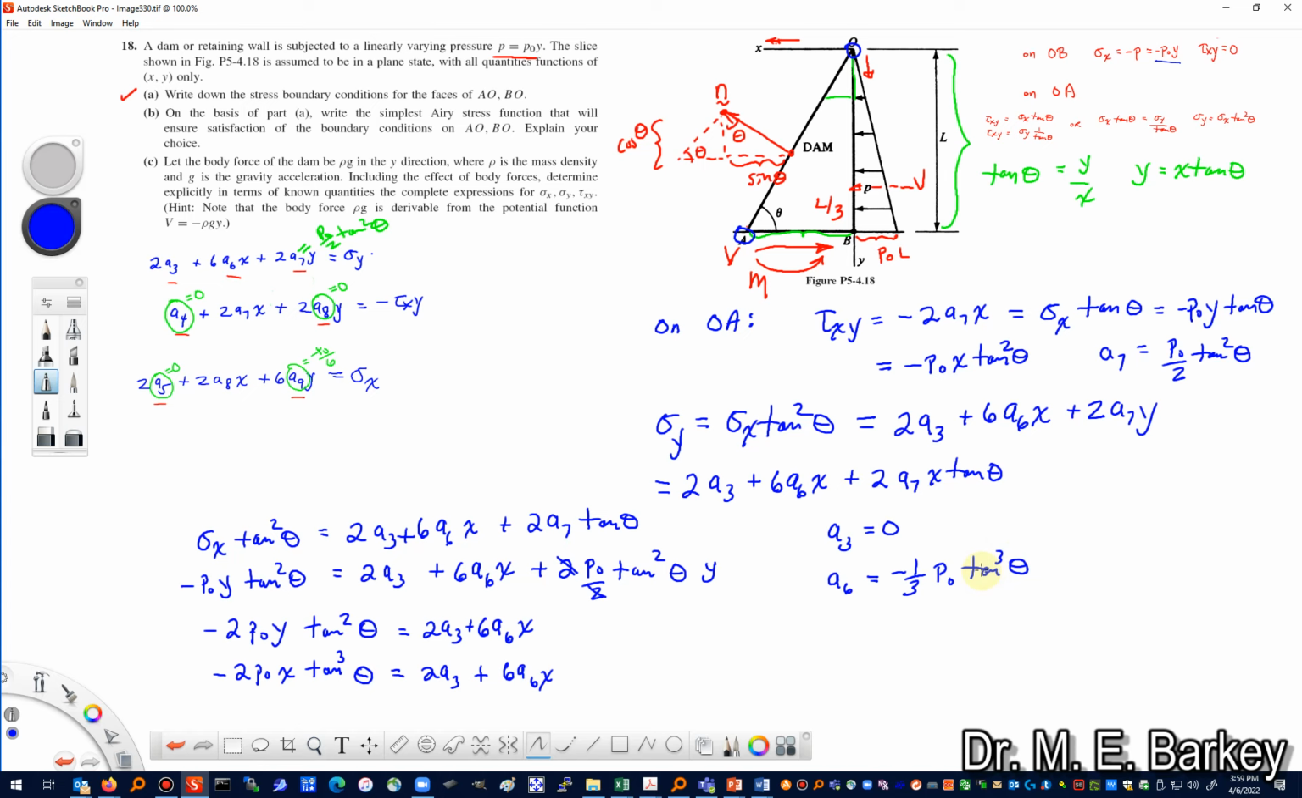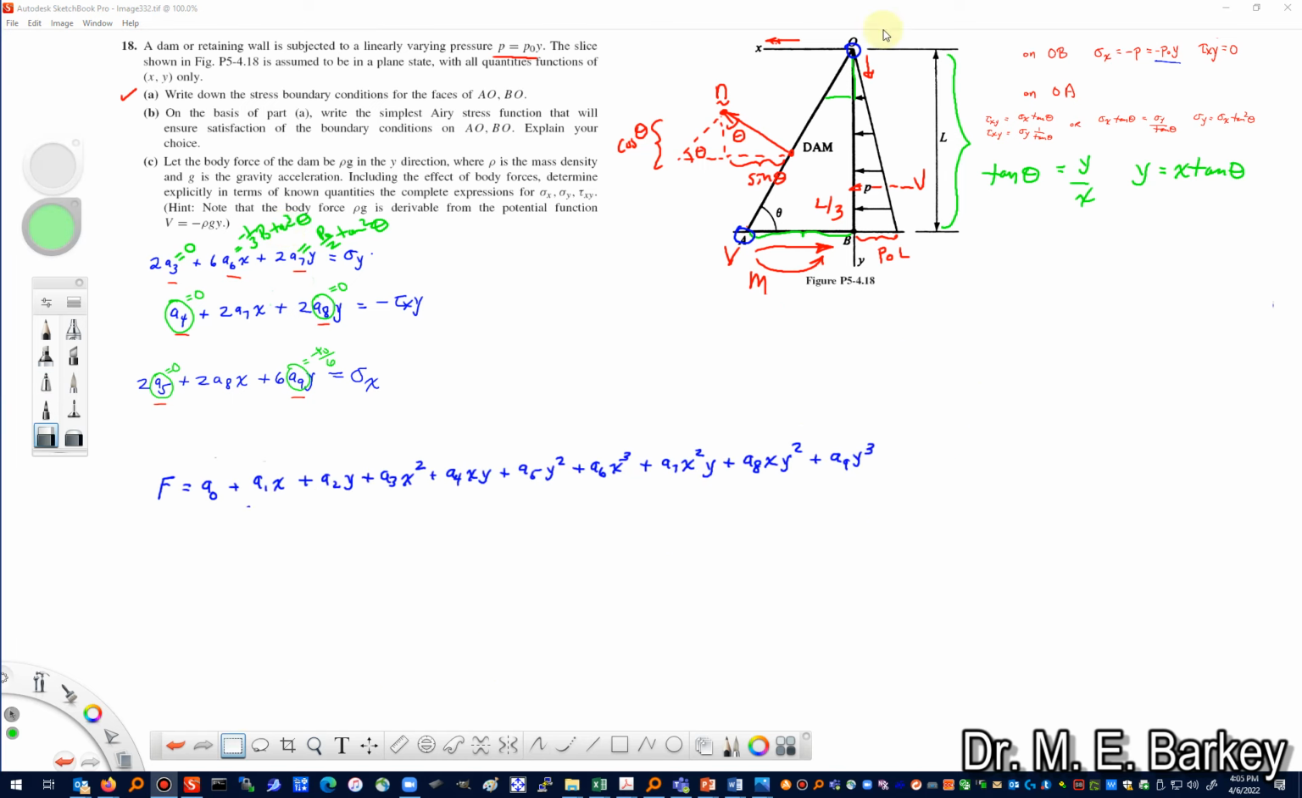All right, so with that, I think we found all of our coefficients. So a3 is equal to 0, and a6 is equal to minus 1/3 p naught tangent cubed theta. All right, so that is a fair bit of work. Let's write down the Airy stress function that results from all of that. All right, so there's what we wrote down for our Airy stress function form. And based on what we have here, we know, let's do a different color.